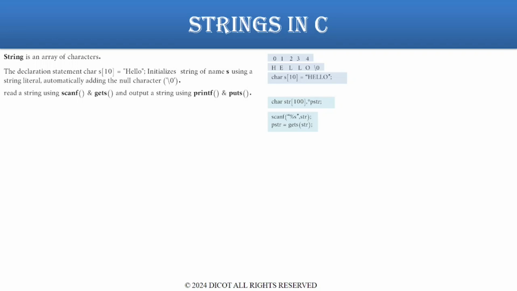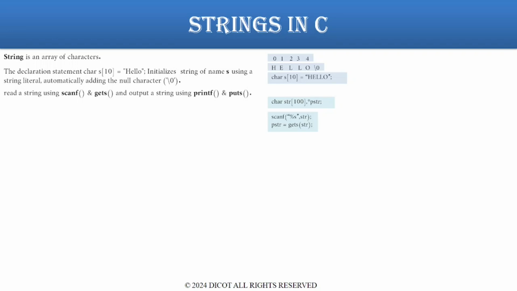In this example, we are passing the %s format specifier as the first argument and the string str as the second argument to the scanf function. Once the scanf function completes the execution, the user input string will be available in str. Also, if you use gets, we pass the string str as an argument. Once the gets function completes execution, the user input string will be available in str. Also, the gets function additionally returns a pointer to the input string, which can be assigned to a pointer variable ptr and used later on.